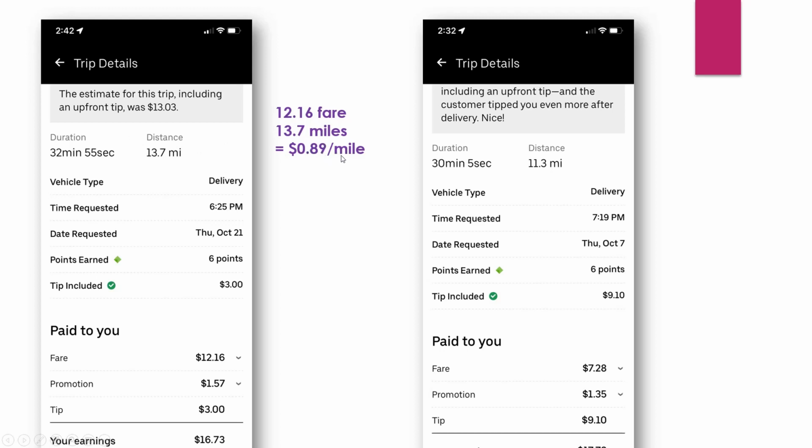89 cents a mile, which is good. Here's this one, 7.28, right? 7.28 for the fare. This went 11.3 miles. This was part of a double that I had. Well, it wasn't.